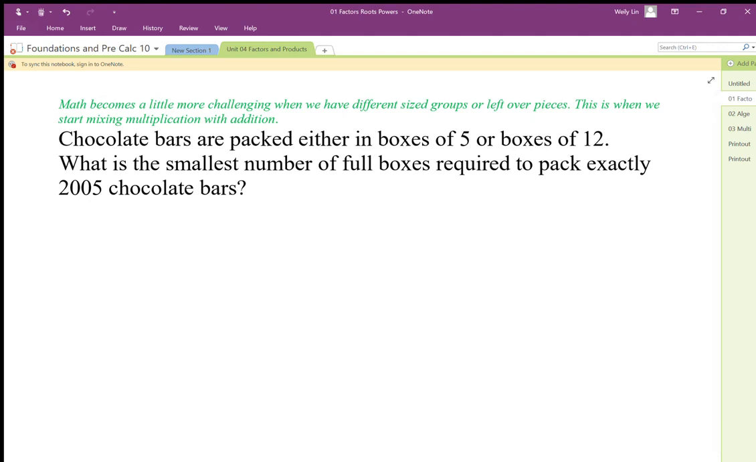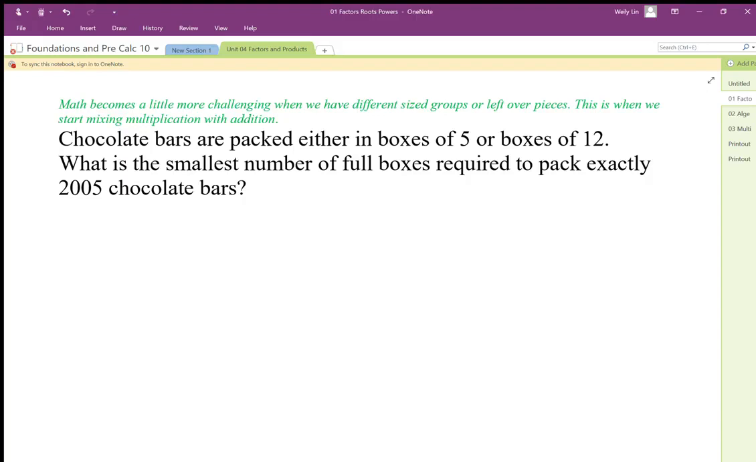In math, it's always nice to be able to have things in nice groups or multiples, because we know our multiples. We know lots of our different multiples from skip counting, and we recognize a lot of them when we're doing math. So when we have groups of things, we are able to recognize what multiples are involved. However, when we start dealing with different size groups and leftover pieces, it becomes a little bit difficult for our minds to wrap around some of these problems because the numbers are not familiar anymore.